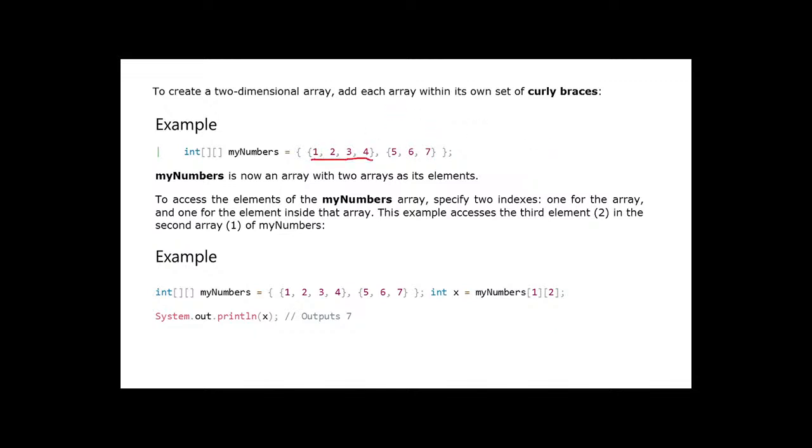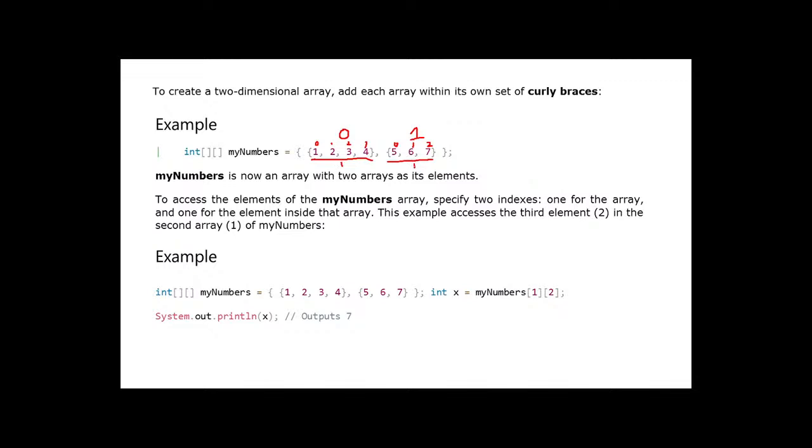This will be the first element of the inner array, and this will be the second index or index 1. And within the first array, this is index 0, index 1, index 2, and index 3. In the second array, this is index 0, index 1, and index 2. Na siya. So my numbers is now an array with two arrays. So this is the first array, this is the second array.